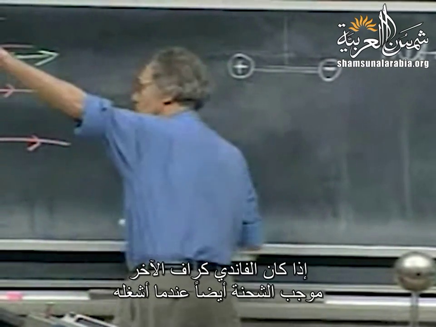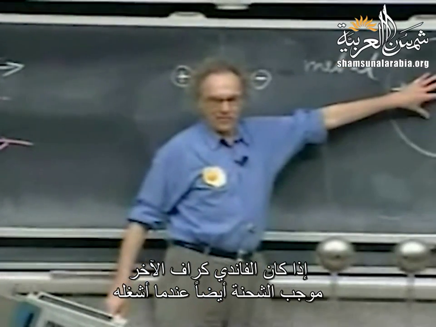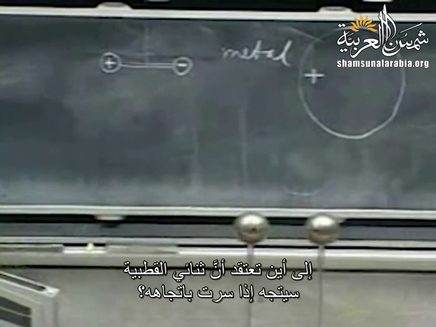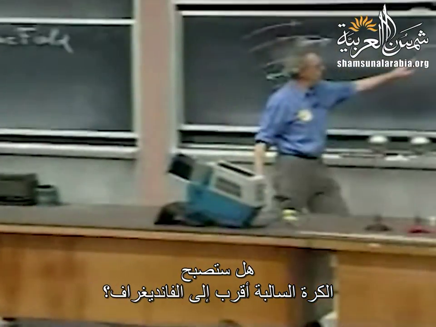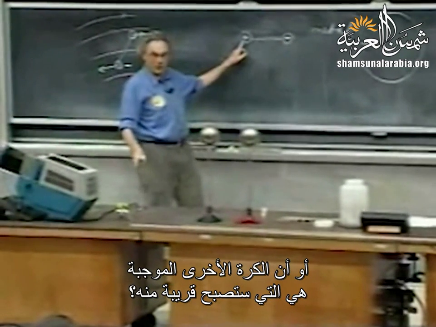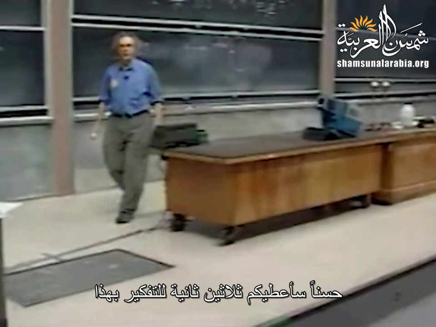If the other Van de Graaff there is also positive when I run it, how do you think this dipole is going to align if I walk into it? Will the negative ball be closer to the Van de Graaff, or will the positive one go closer to the Van de Graaff? So I give you 30 seconds to think about it.